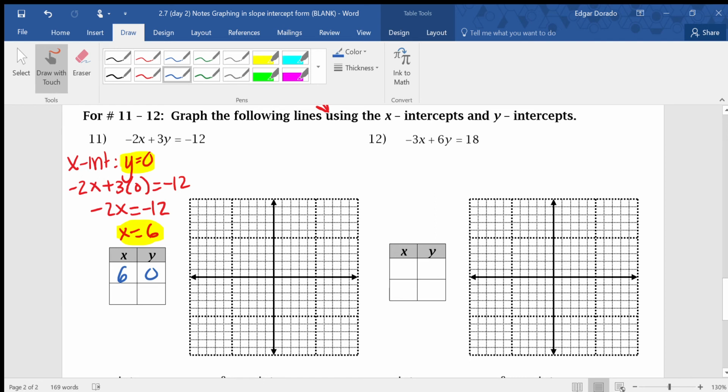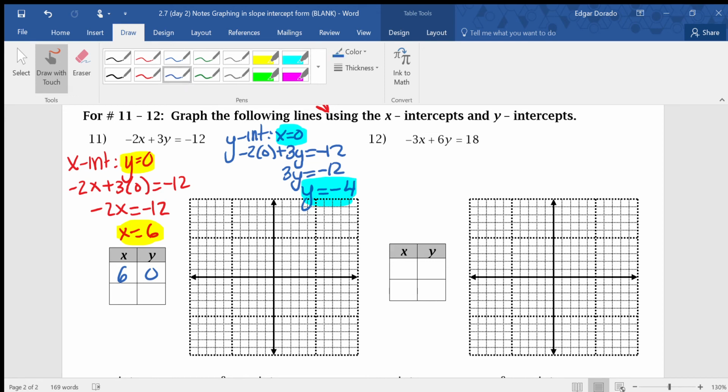Okay. Now for the next one, my y-intercept is when x equals 0. So I'm going to do negative 2(0) plus 3y equals negative 12. Well, negative 2 times 0 is just 0, so I really just have 3y equals negative 12. If I divide both sides by 3, I get y equals negative 4. So once again, I have my two pieces of information for my next intercept. I have x equals 0 and y equals negative 4.